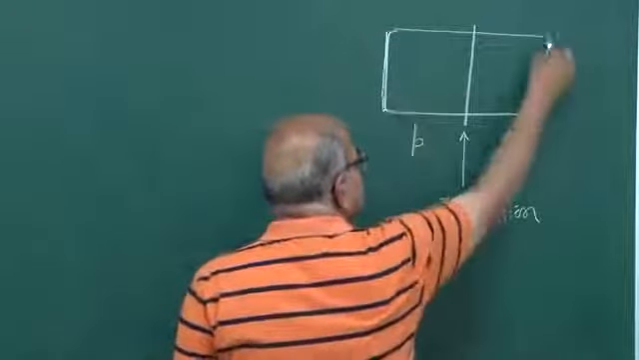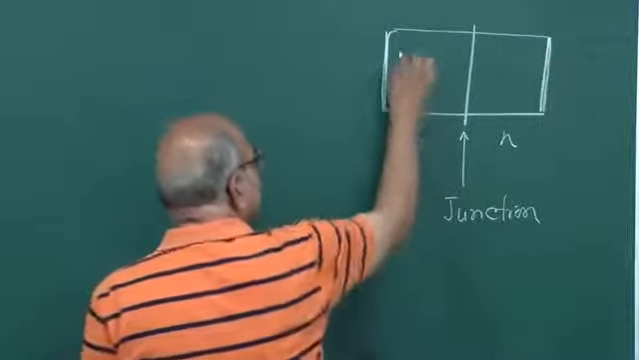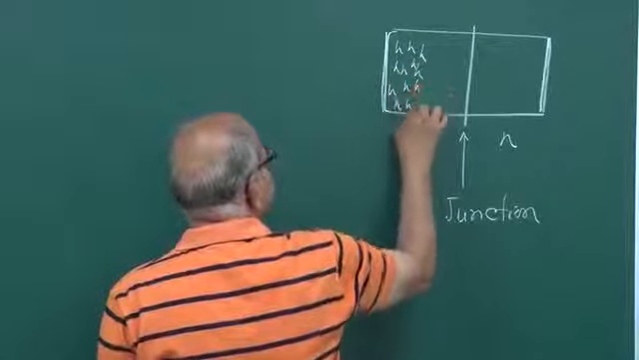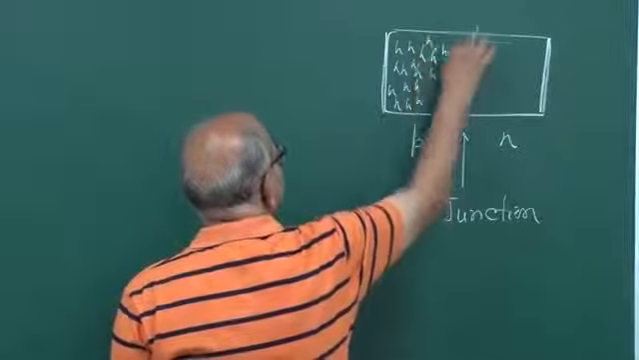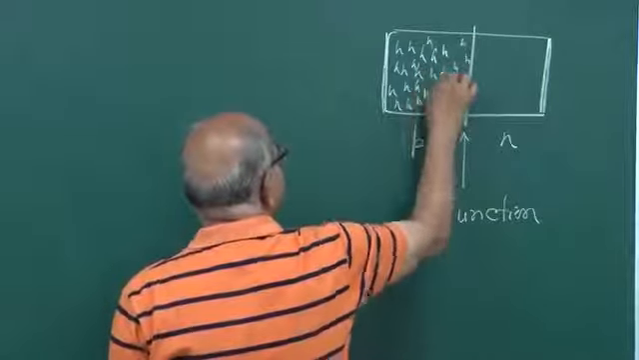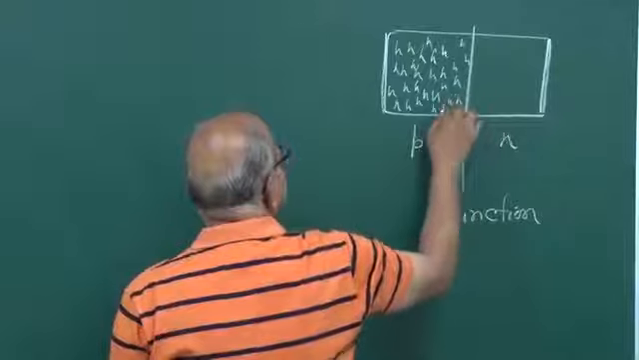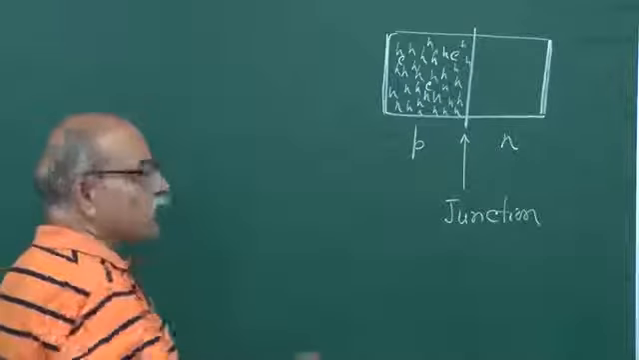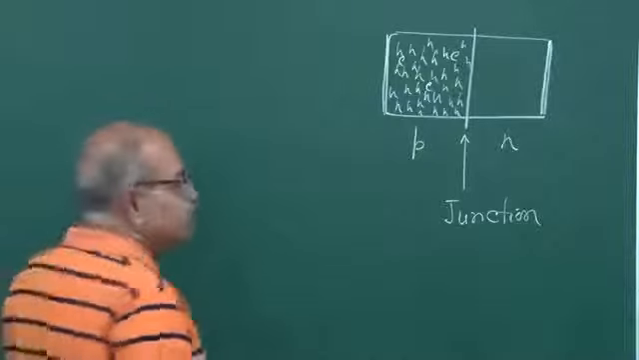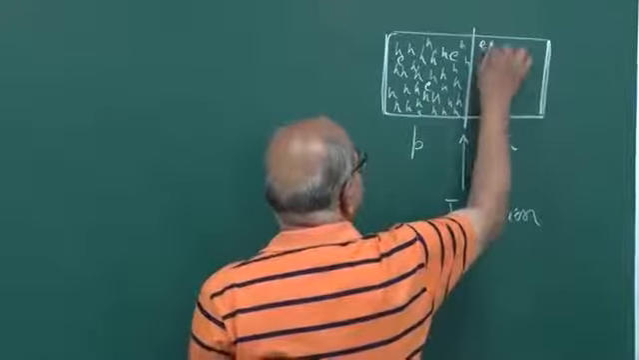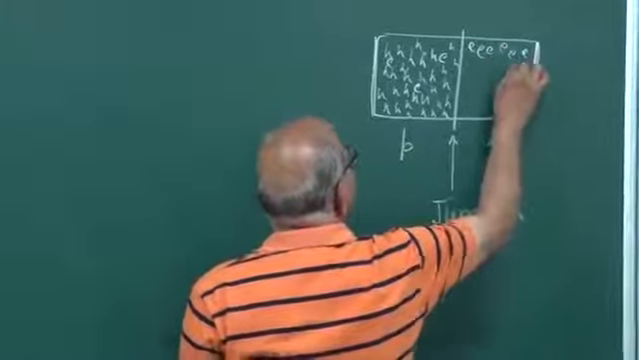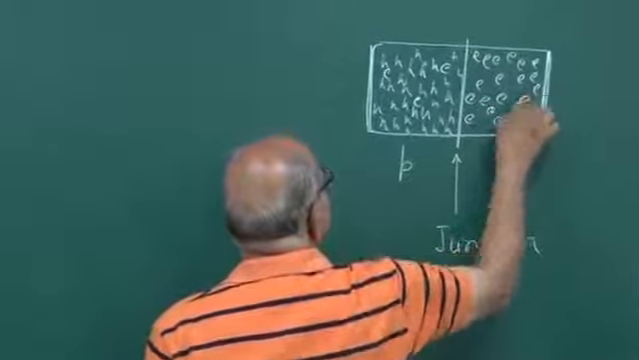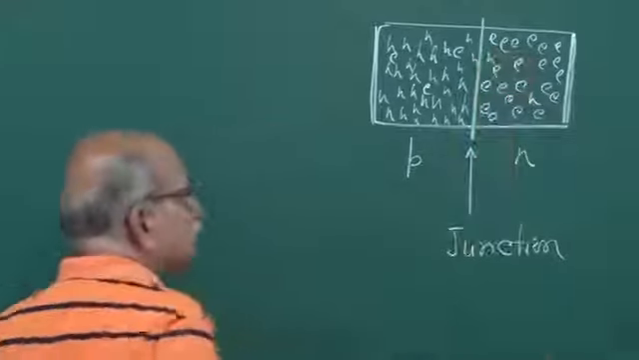From here you connect to the external world, and if this is p type, you have a large number of holes here to start with, and some conduction electrons, minority carriers. Opposite is on the other side, on the n side, the n type semiconductor. Here you have a large number of free electrons, because you have put in all those pentavalent impurities, and then you have some holes somewhere, minority carriers.